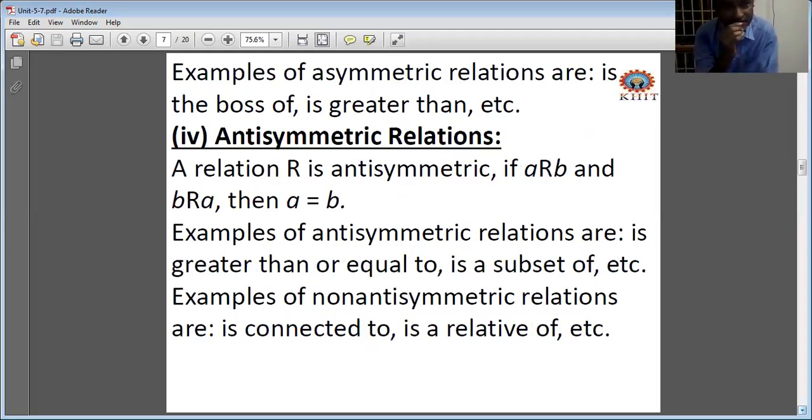Next one is anti-symmetric relations. A relation R is anti-symmetric if A R B and B R A, then A equals B. Then it is called an anti-symmetric relation. Examples of anti-symmetric relations are is greater than or equal to, is a subset of, etc. Examples of non-anti-symmetric relations are is connected to, is a relative of, etc.